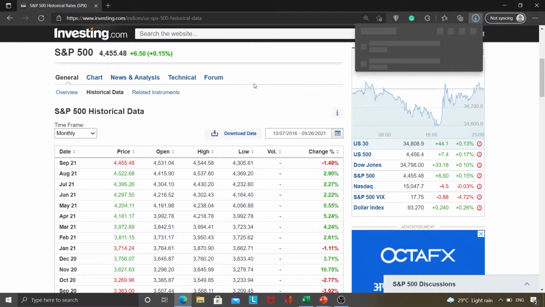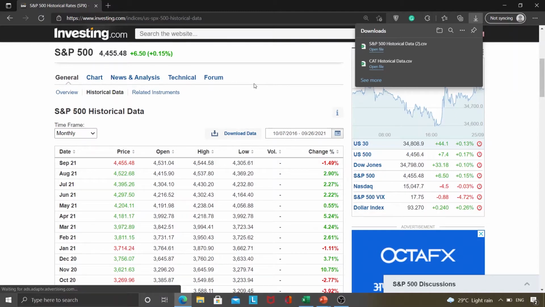And after downloading these details, we shall put them into our Excel sheet, and based upon that, we shall see how to calculate beta.